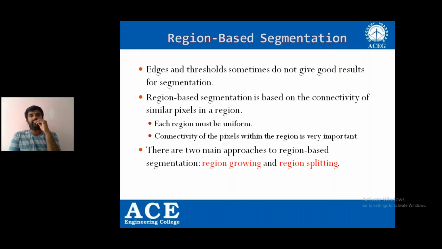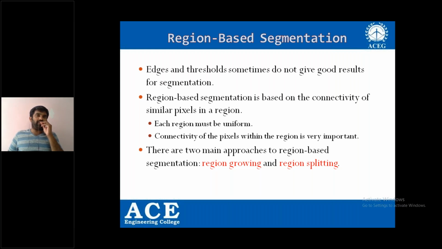So here, how do you decide? Region-based segmentation is based on connectivity. Connectivity in the sense what? Connectivity can be decided based on the similarity of the pixels, right? So each region must be uniform. So we are going to separate the regions, and the region must be uniform. Uniform in the sense what? All the pixels must be connected together, right? That is called a uniform region. Connectivity of the pixels within the region is very important here.